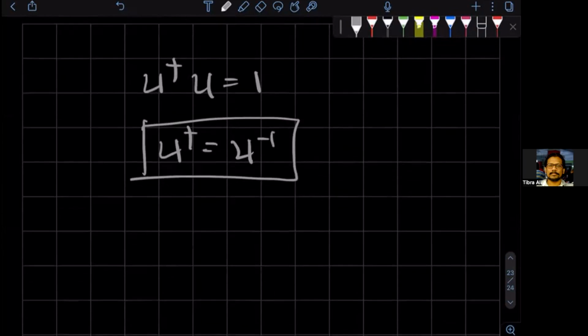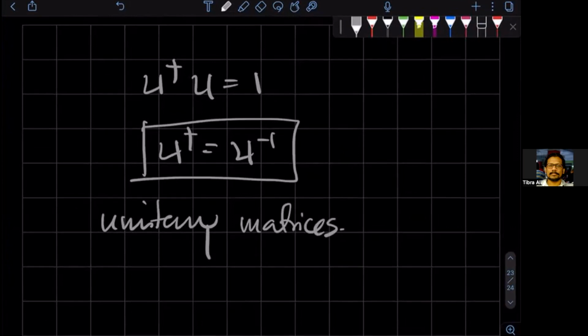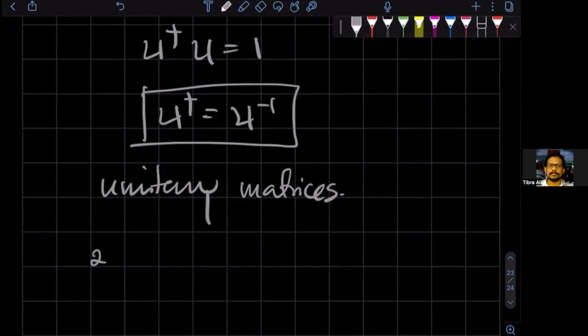Okay, such matrices are called unitary matrices. Matrices which satisfy this condition are called the U2 group. So the U2 group consists of 2x2 unitary matrices, okay?